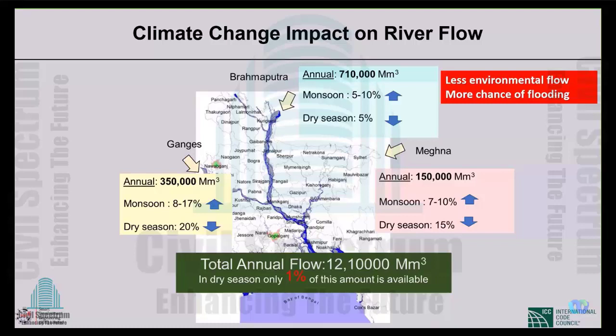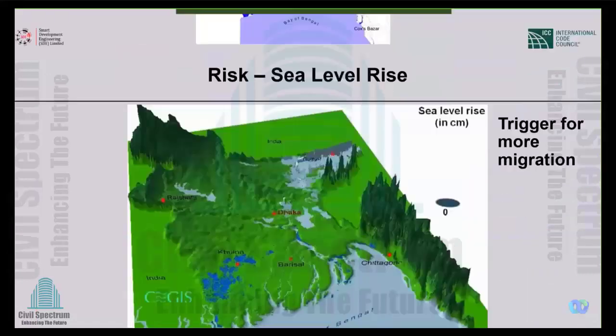Imagine. And also the flushing of the river. You have to flush it, like you flush your toilet. If you don't have a flush, you cannot use it. So the understanding from here with climate change is that more flow will come, more flooding, and less dry season flow, which means less environmental flow for Dhaka city. That's the message I will tell.